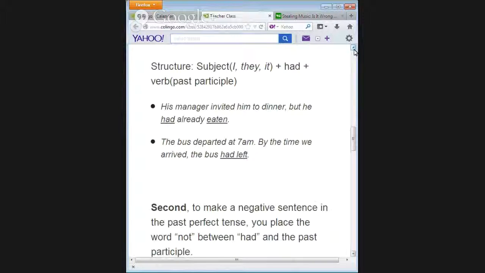His manager invited him to dinner, but he had already eaten. The bus departed at 7 a.m. By the time he arrived, the bus had left.